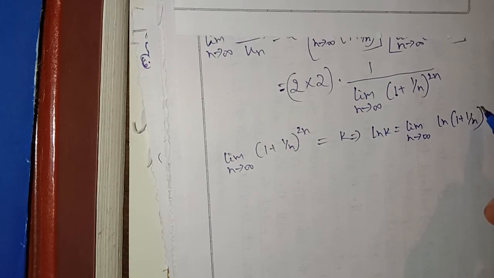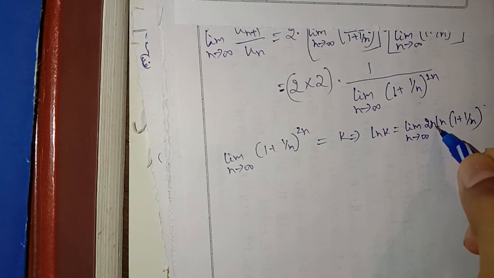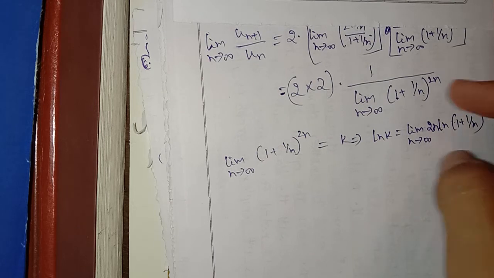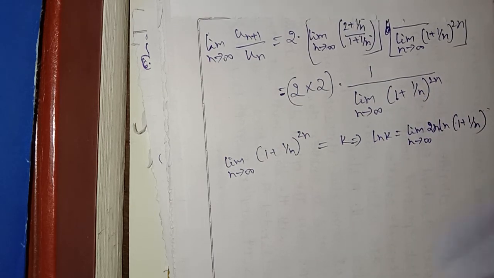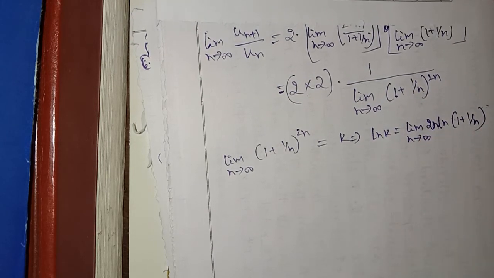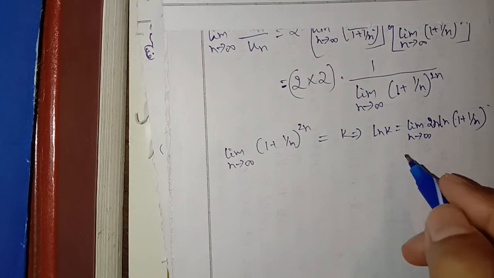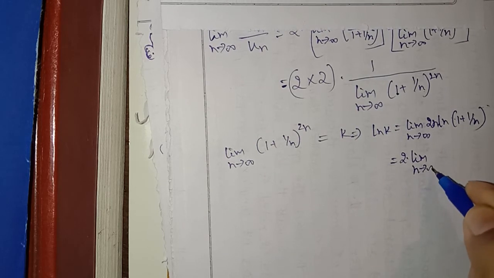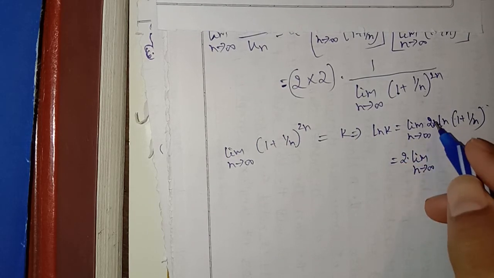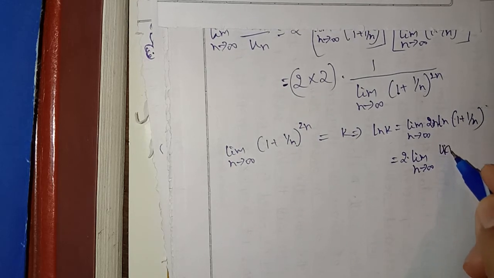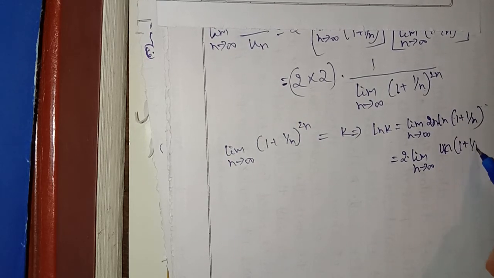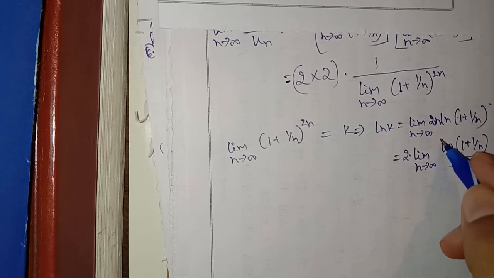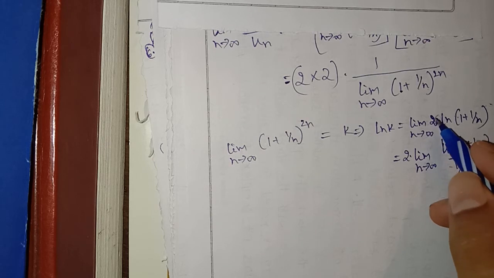(1 + 1/n)^(2n): if we apply logarithm, we can take the power as 2n ln(1 + 1/n). And what is the limit? We can write it as 2 times the limit as n tends to infinity. The 2 we can take outside, and n we can write as ln(1 + 1/n) divided by 1/n. We can write it this way.